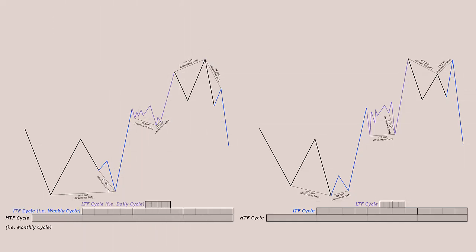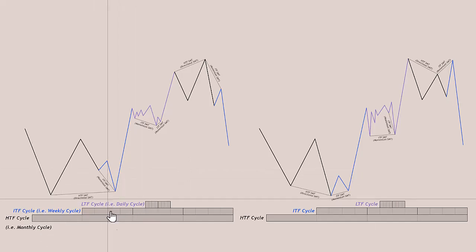All right, so I've just gone ahead and quickly annotated this example to make it a little easier for you to digest. In this example, we're just going to refer to the higher time frame cycle as the monthly cycle, the intermediate term time frame cycle as the weekly cycle, and the lower time frame cycle as the daily cycle.